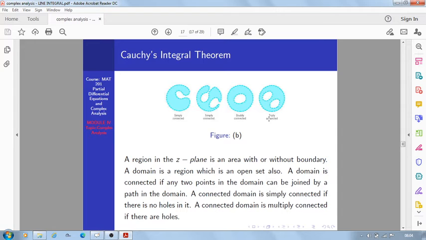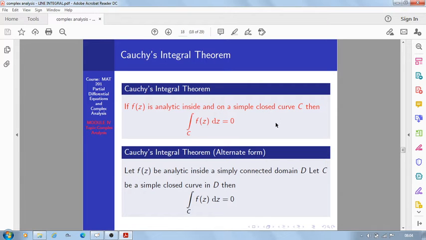Now we are going to see a theorem for the integral of an analytic function, which is known as Cauchy's integral theorem. So we need these definitions while stating this theorem. The theorem says that if C is a simple closed curve, which means C is a curve that does not intersect itself, it is a closed curve, and f of z is analytic inside and on that curve. So f of z is analytic at all points bounded by the simple closed curve and also on the boundary points of the curve C.